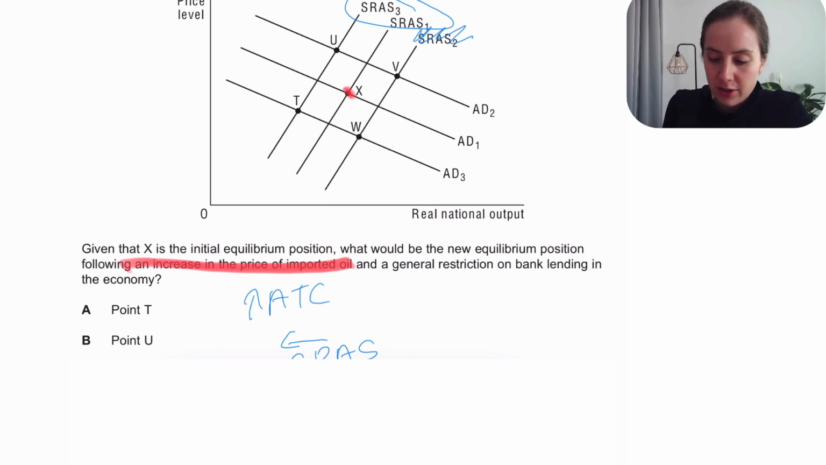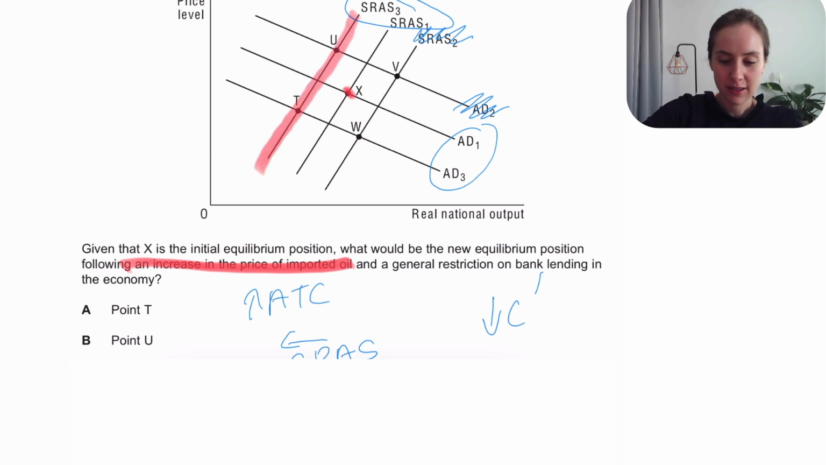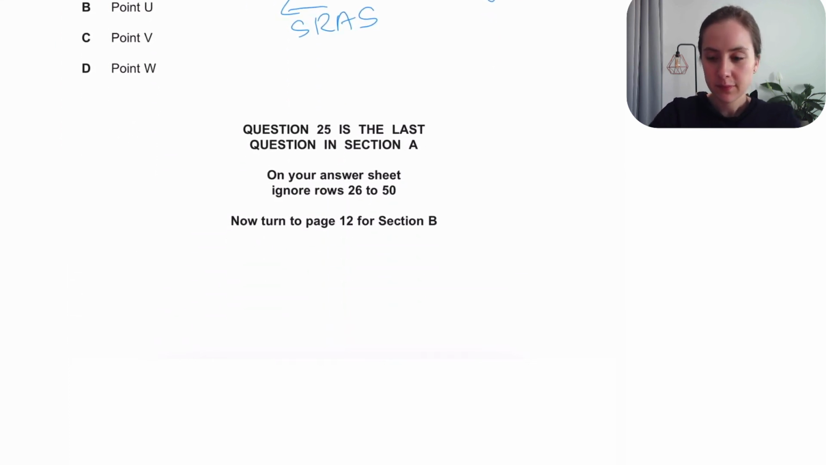And a general restriction on bank lending. If there's less lending, there'll be less consumption, I'm guessing. So you should also see a decrease in AD. Cross that one out. So here's where my highlighting skills are going to come in handy. And I think I'm left with T being the most likely answer. Oh, that's it, that's done.